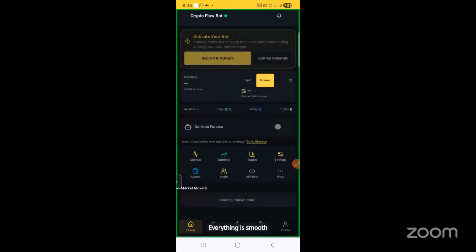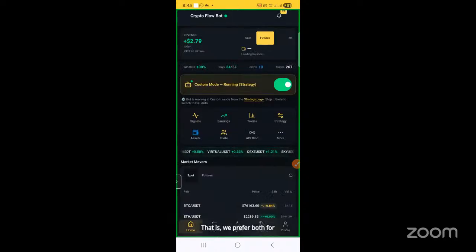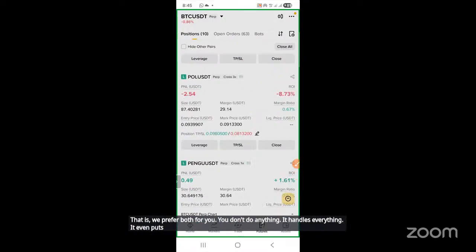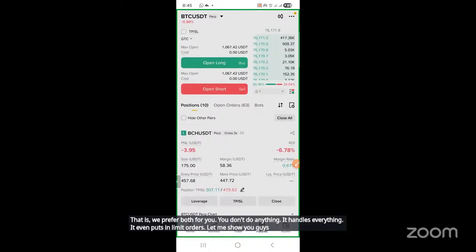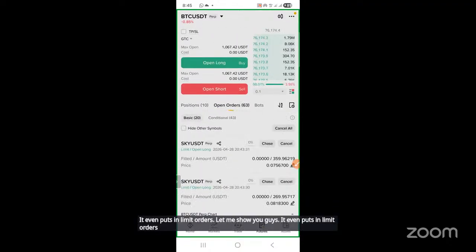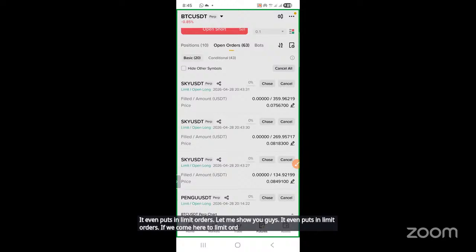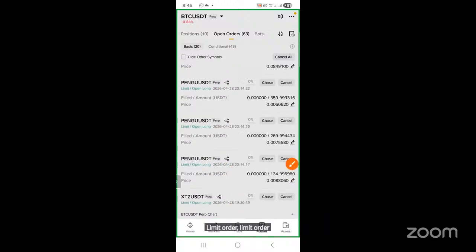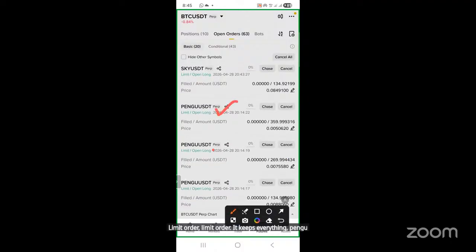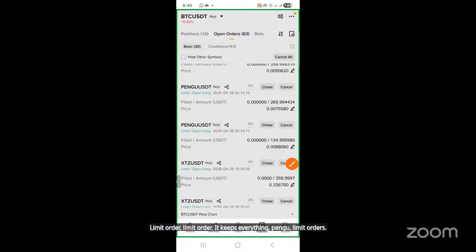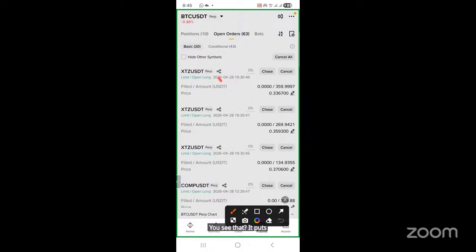That is CryptoFlowBot for you. You don't do anything. It handles everything. It even puts in limit orders. Let me show you guys. If we come here to limit orders, you can see there are some limit orders for Sky. Limit order, limit order. It puts everything. Pengu, limit orders. You see that?